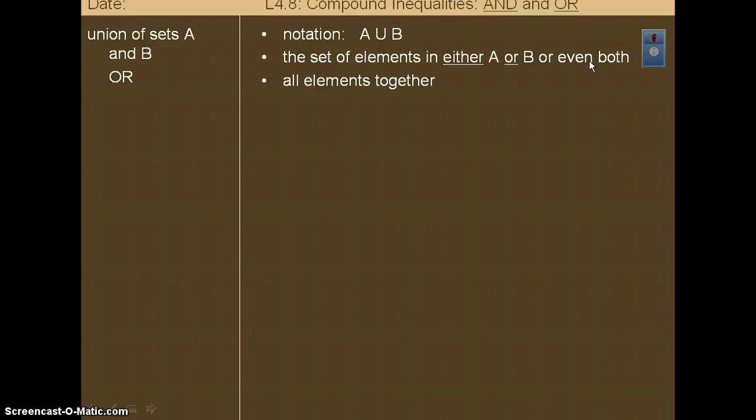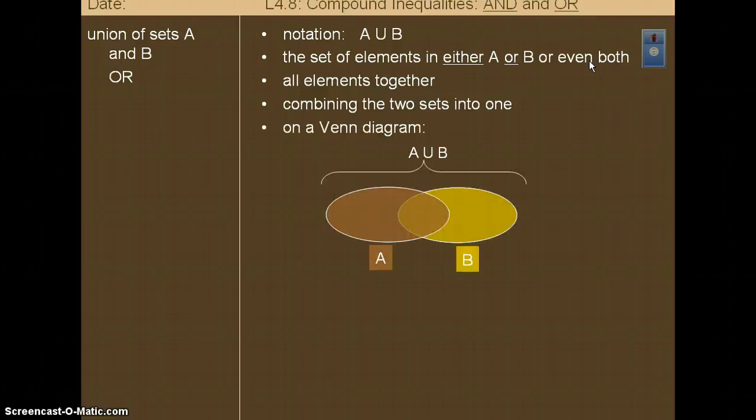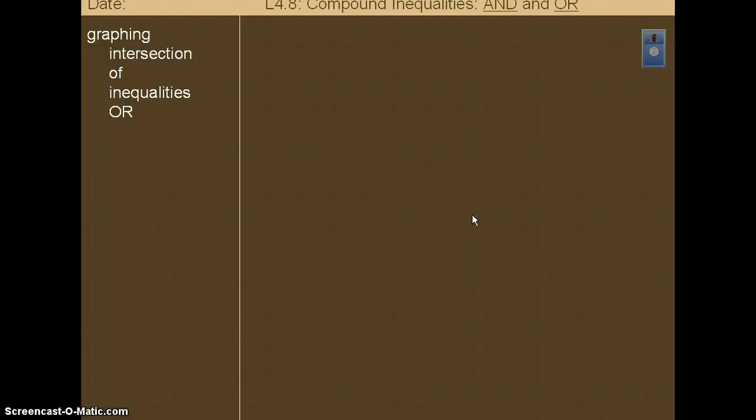This really just is all the elements combined together. We're combining two sets into one. On a Venn diagram, again, if we drew our Venn diagram of A and B, A union B would just be everything that we see here. It would be the parts that are just A, the parts that are both, and the parts that are just B.